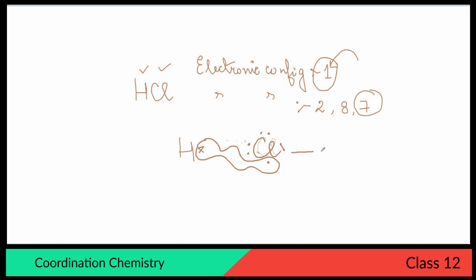Now, what happens? Sharing of 2 electrons results in the formation of a single bond. So H and Cl form a single bond among themselves, resulting in the formation of HCl, which is a covalent compound, not an electronic or electrovalent compound. Clear? Okay. Now, these were the two broad classifications which we have studied in our junior classes up till now.